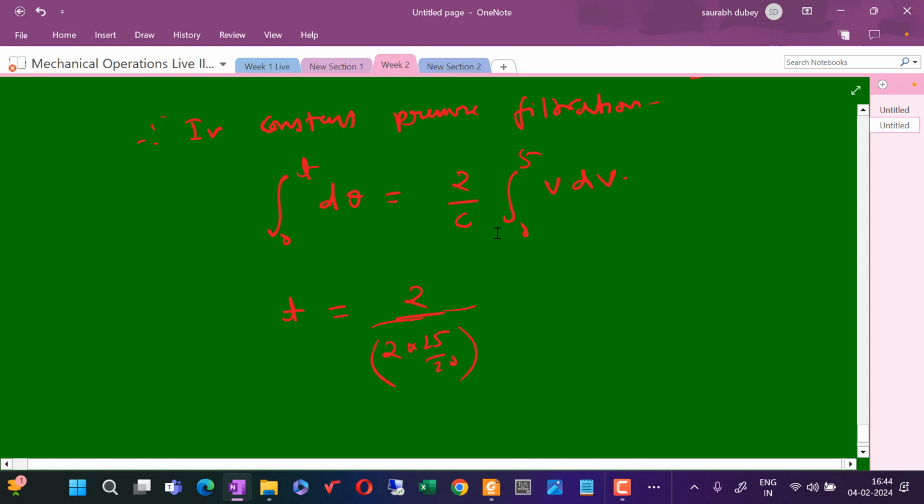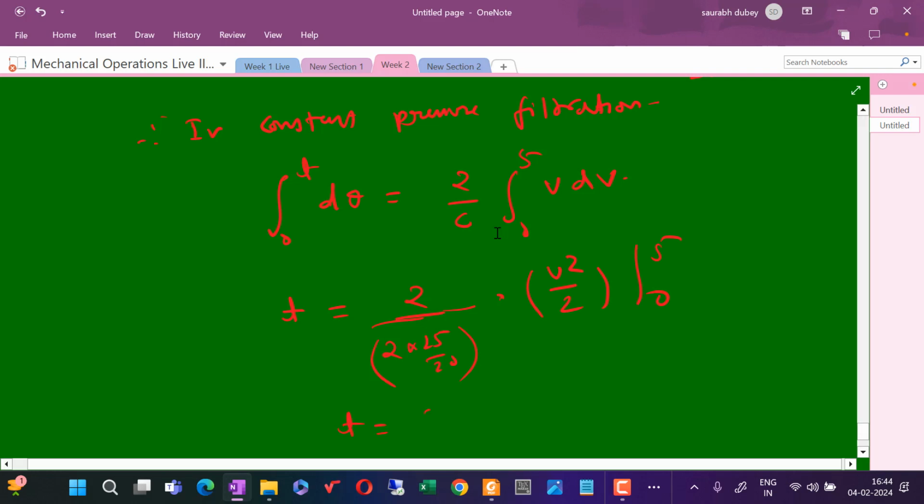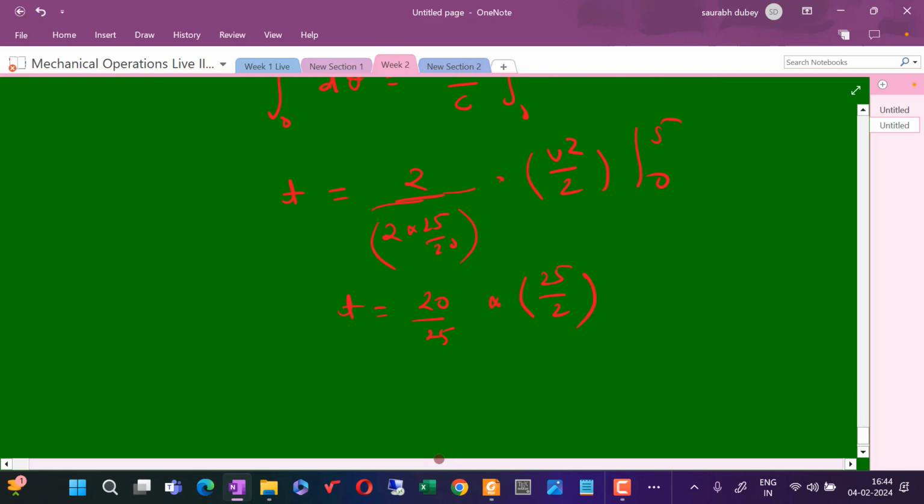Just the way of writing is different in this method, but it helps. So t equals 20 divided by 25 into 25 divided by 2. So this comes out to be 10 minutes. This is the answer. So from both the methods you got the same answer.